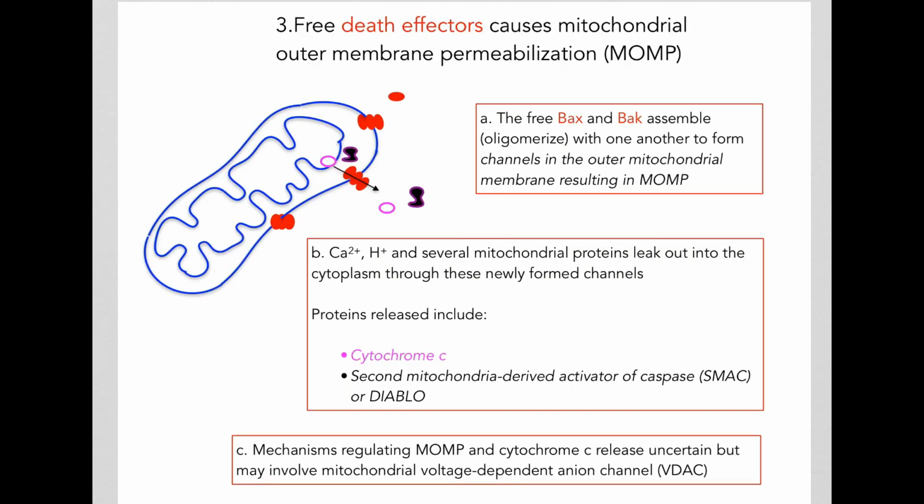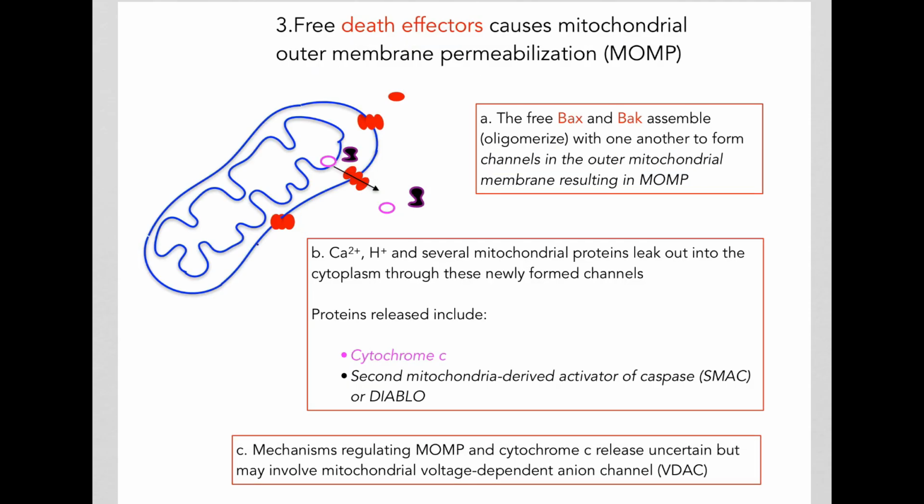So now we have the death effectors that are free, and these death effectors such as BAX and BAK can assemble or oligomerize with one another to form pores or channels in the outer mitochondrial membrane. So you can see here they are forming pores or channels in the outer mitochondrial membrane, and that's going to cause MOMP, mitochondrial outer membrane permeabilization.